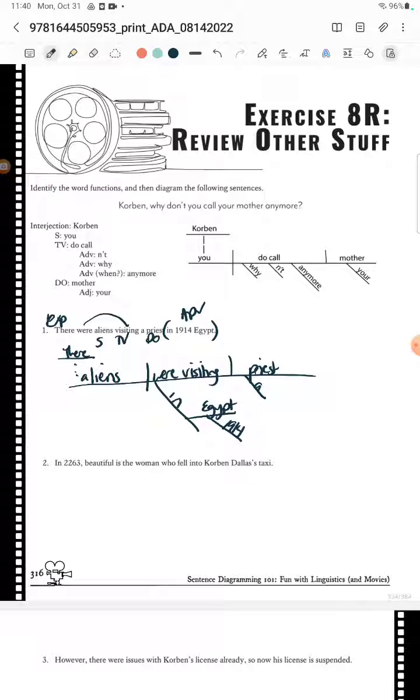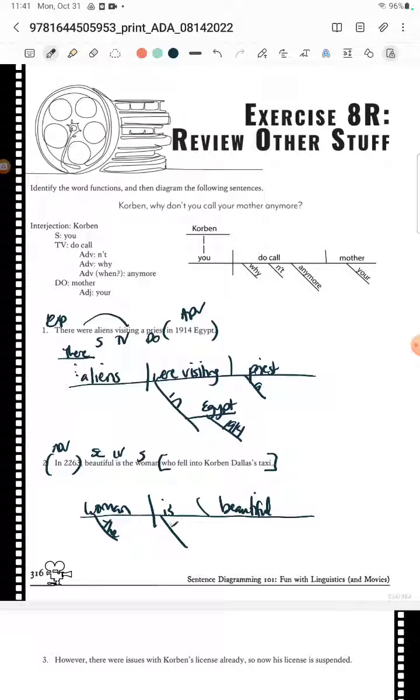Moving on to number 2, in 2263, beautiful is the woman who fell into Corbin Dallas's taxi. All right, so prepositional phrase telling me when. Beautiful is the woman, woman is beautiful. All right, and then this is telling me about that woman, so that is an adjective clause. So I know I'm going to have the woman, and then the woman is beautiful. And then when, we know it was in 2263, and then we know about that woman. So which woman? The woman who fell, and then where did she fall? Into the taxi, and then whose taxi? Oh, Corbin Dallas. Just gonna write that real quick there. And then it's the woman who, so I gotta connect those two.